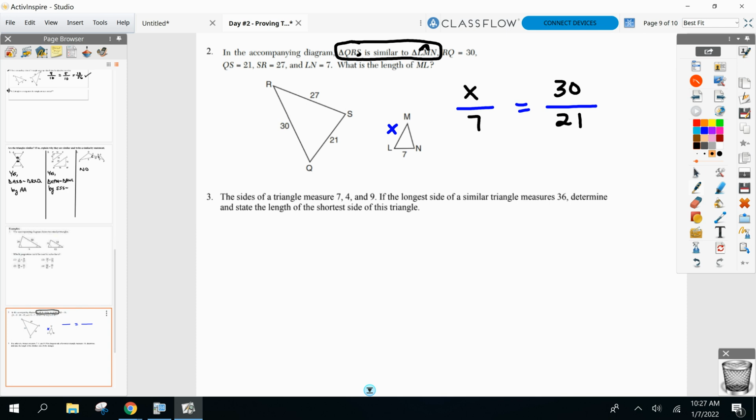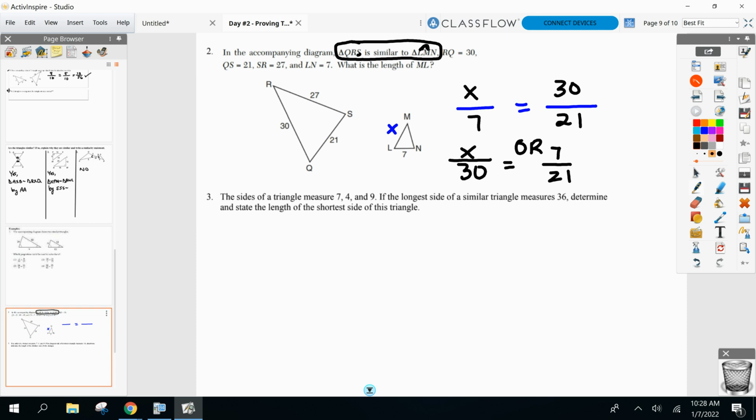Everybody stop. Pencils down, please. Some of you may not write it like this. Maybe some of you do this. You start with X and you put it over 30, the side it matches up with. And then you say, all right, give me another side from the small triangle. 7 over, what did 7 match up with?